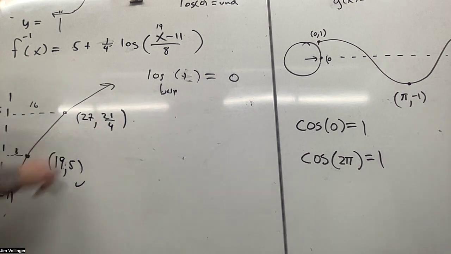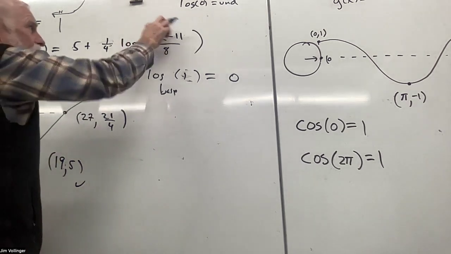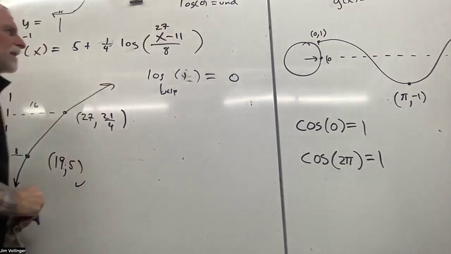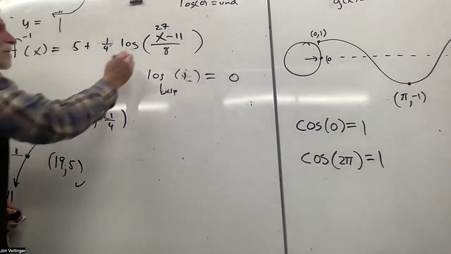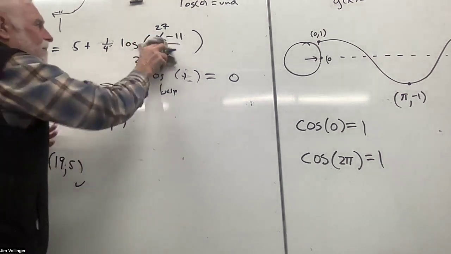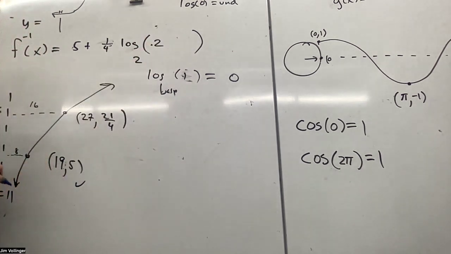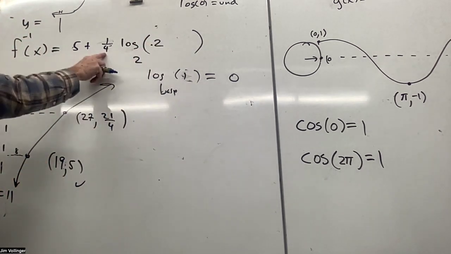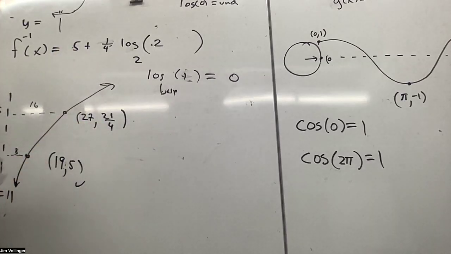Now I want to get 21/4. Well, I got another number I can use, 27. And what's 27 minus 11? 16 divided by 8. Let's make that base 2. So when I put 27 in, I get log base 2 of 2, which is 1 times 1/4. 1/4 plus 5, 5 1/4. And it wasn't even the friendliest number, but you can get them quickly and easily.